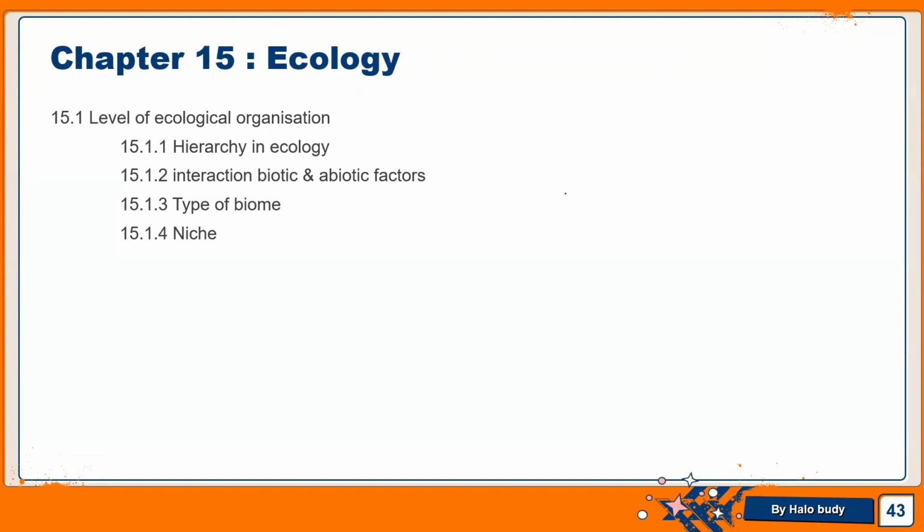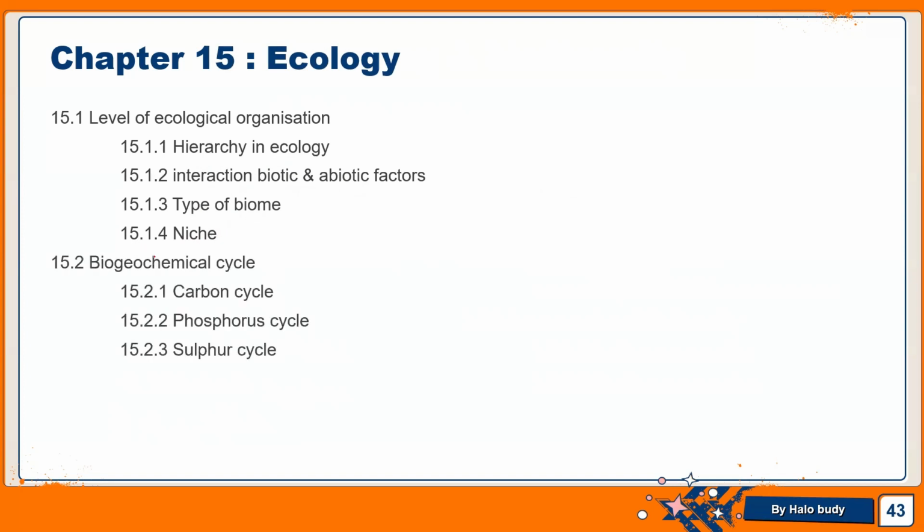So there are many levels of ecology you have to learn. Then you have to learn the interaction of biotic and abiotic factors. So you have to know what biotic and abiotic factors are, and you have to learn their interaction. Okay. Then the third one is types of biome, and then the fourth one is nature. You also have to learn the types of nature and their importance. Okay. Next is the biogeochemical cycle. This one is one of the examples you have to learn, the nitrogen cycle.